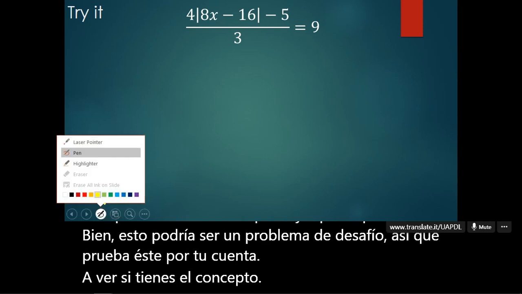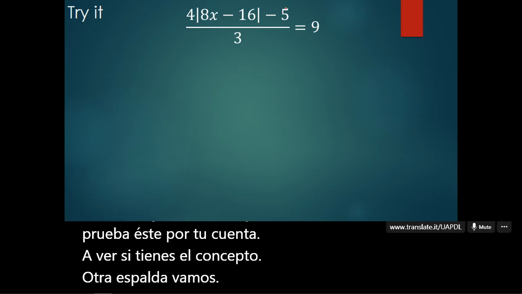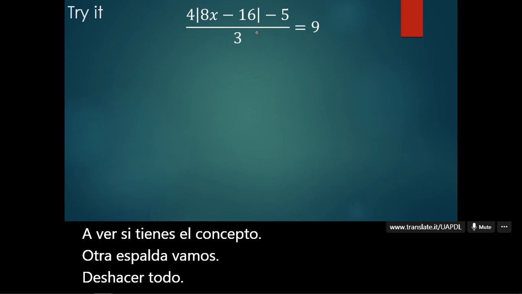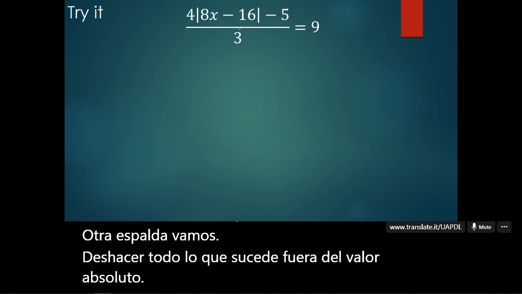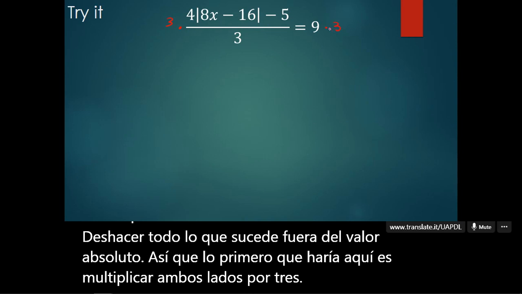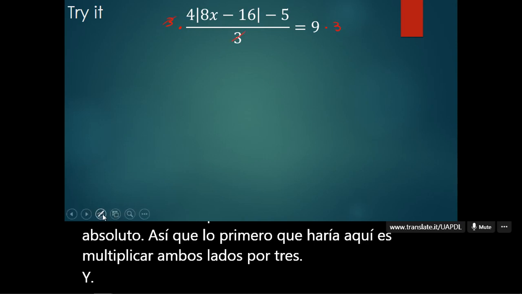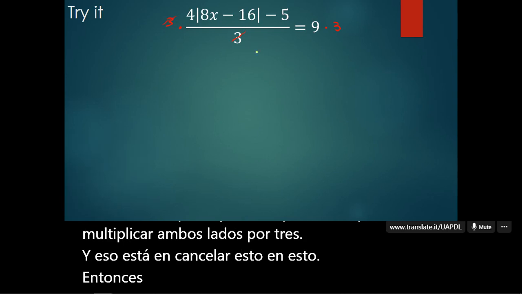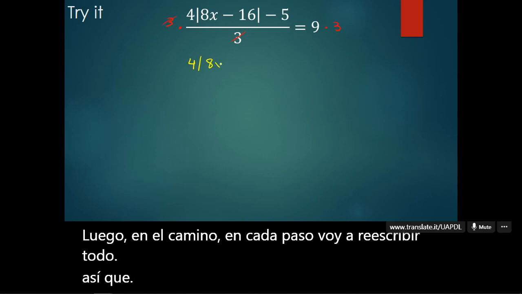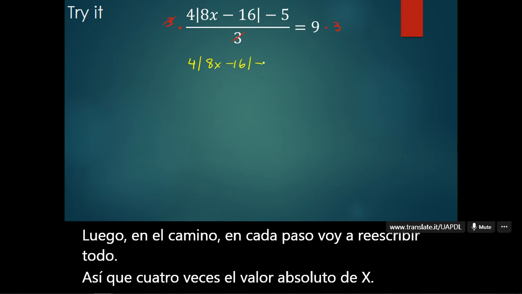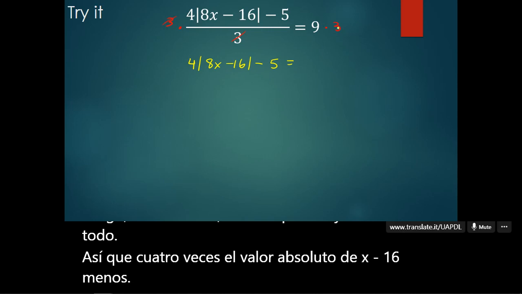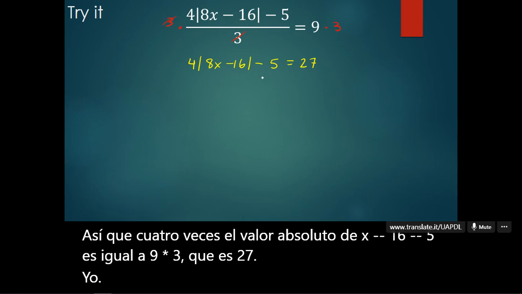All right, now that we're back, let's undo everything happening outside of the absolute value. So the first thing I would do here is multiply both sides by 3. And that's going to cancel out this and this. Then along the way, on every single step, I'm just going to rewrite everything. So 4 times the absolute value of x minus 16 minus 5 is equal to 9 times 3, which is 27. All right, on the next step, I'm going to add 5 to both sides.